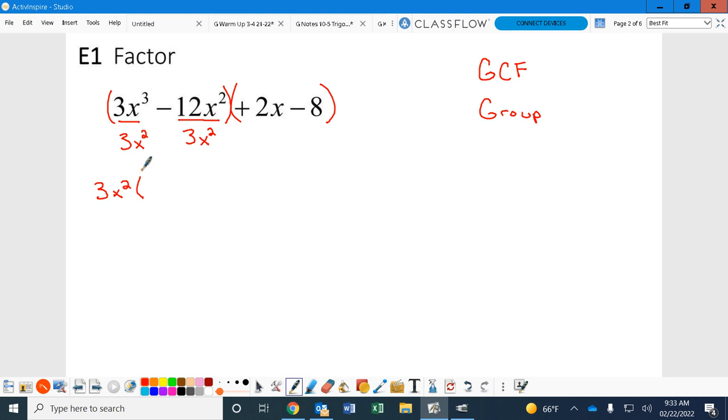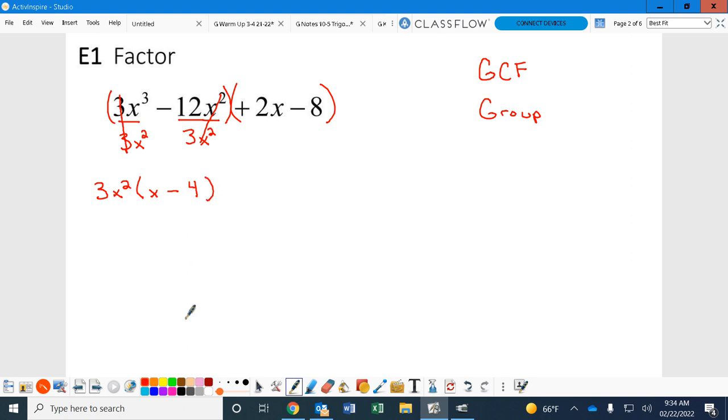And then you've got to reduce these. Guys, 3 divided by 3 is going to just cancel out. And then you're going to subtract the exponents on the x. So x to the 3 minus 2 would be x to the first, but we write it just as x. Minus on the next one, 12 divided by 3 is going to put a 4 out in front. And then guys, what happens to the x squareds? They just cancel out. And so that's what it looks like.